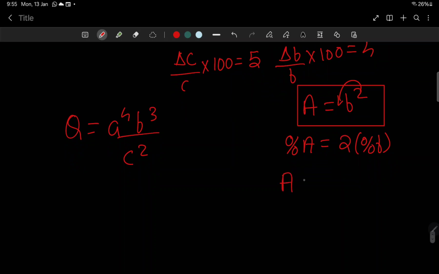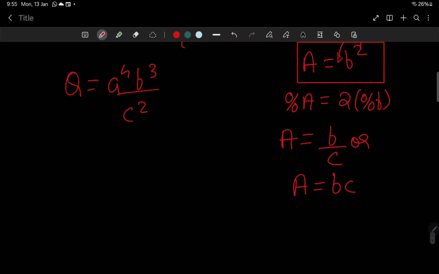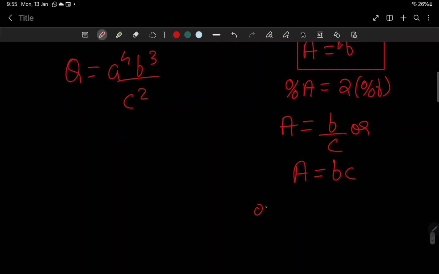If it was A is equal to B by C, or A equal to B into C, anyway multiplication or division, the percentage error in A is equal to what? Percentage error in B plus percentage error of C. For multiplication and division it is plus, not minus. For division both it's plus.